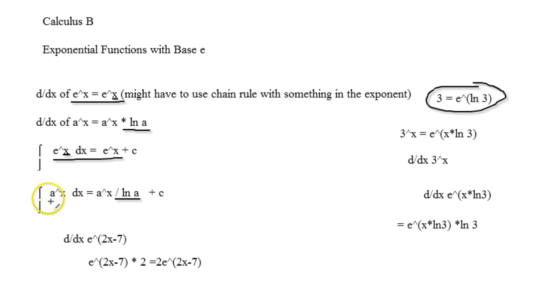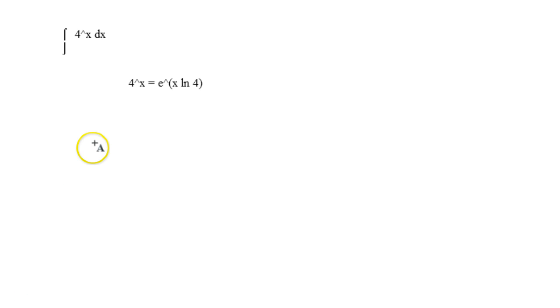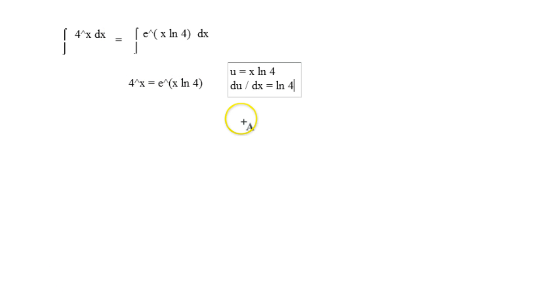This will help you out whenever you're dealing with any number to the x power. Now if you were to go in reverse, I'll show you how to do that one. Take the integral of 4 to the x dx. What we're going to do is replace 4 to the x with e to the x times the natural log of 4.